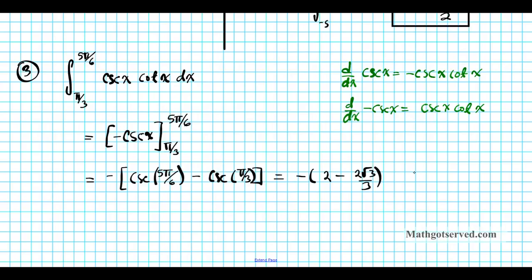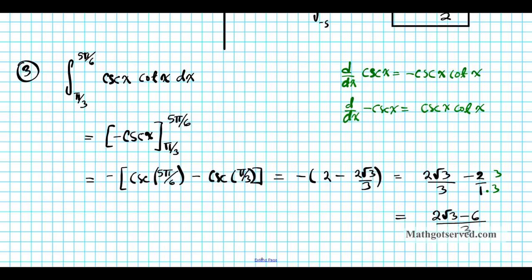If you distribute the negative to both quantities, you're going to have 2 root 3 over 3 minus 2. You can find the LCD, put this over 1, and then multiply this by 3 top and bottom by 3, and then your final answer is going to be 2 root 3 minus 6 divided by 3. All right, so that's that.